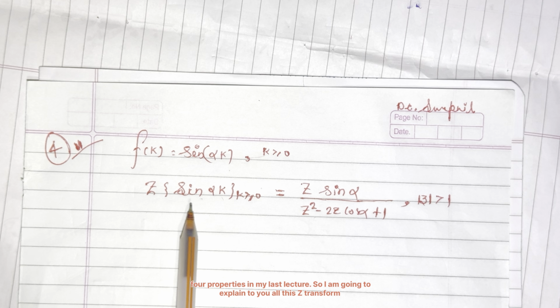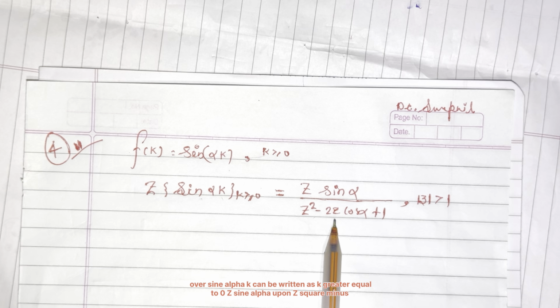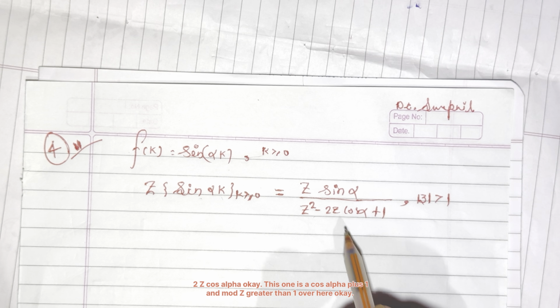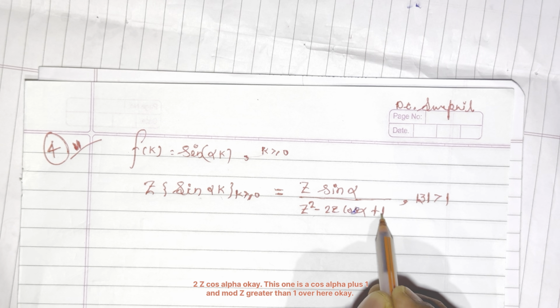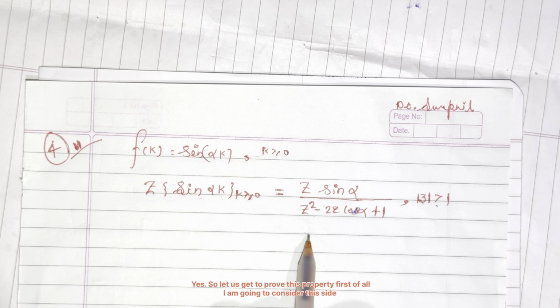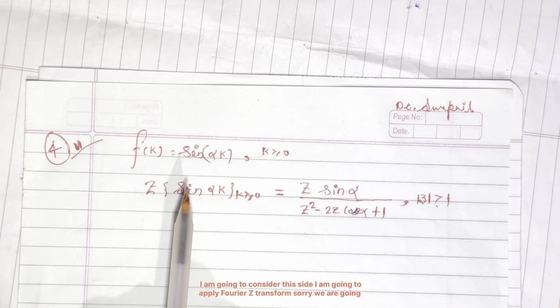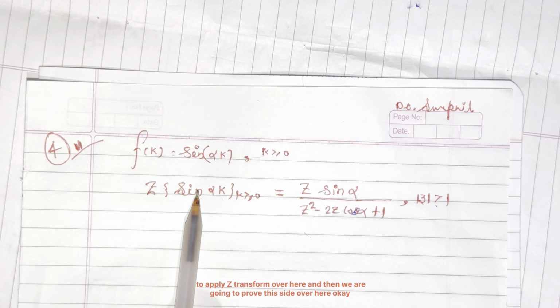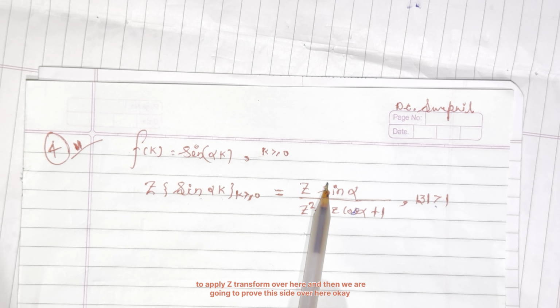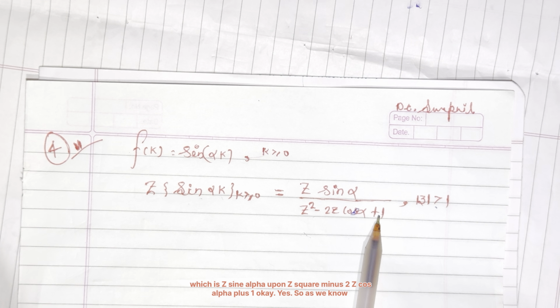The Z transform of sin alpha k, for k greater than or equal to 0, can be written as z sin alpha upon z squared minus 2z cos alpha plus 1, with mod z greater than 1. Let's prove this property. First of all, I'm going to consider the left side and apply the Z transform, and then we will prove the right side, which is z sin alpha upon z squared minus 2z cos alpha plus 1.